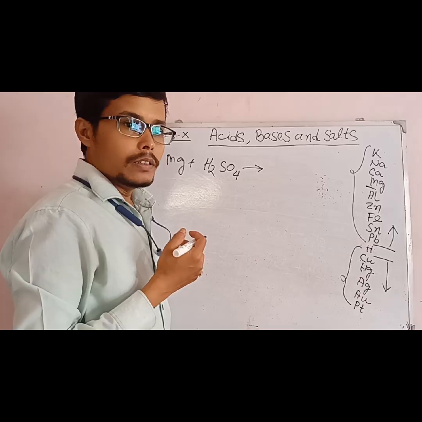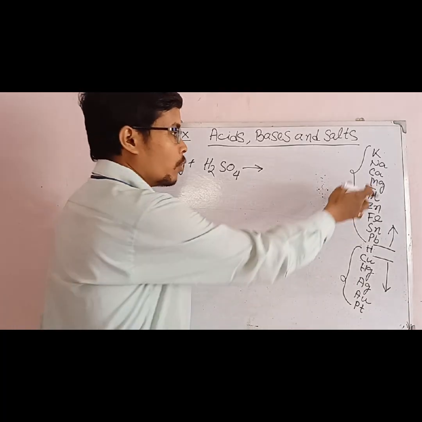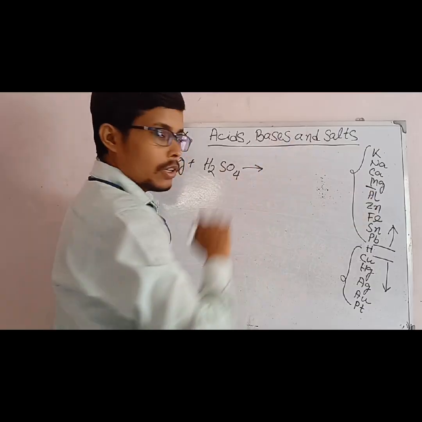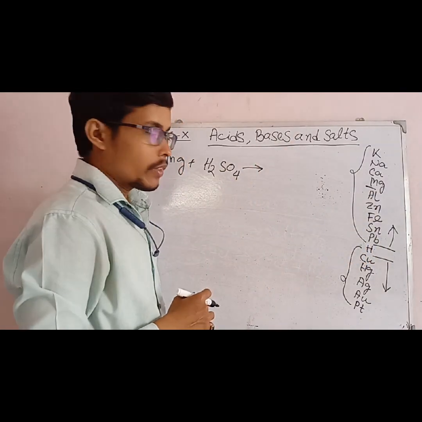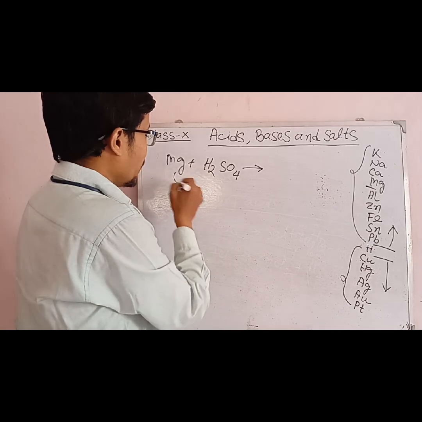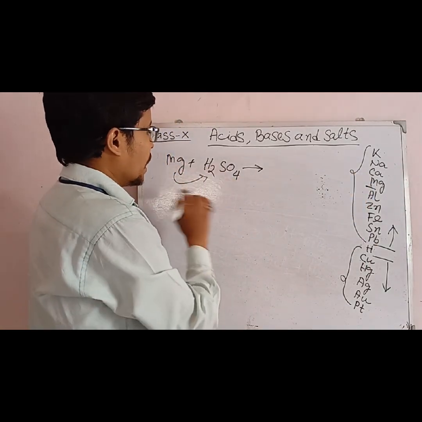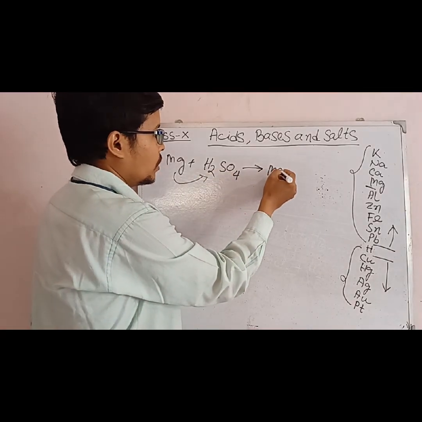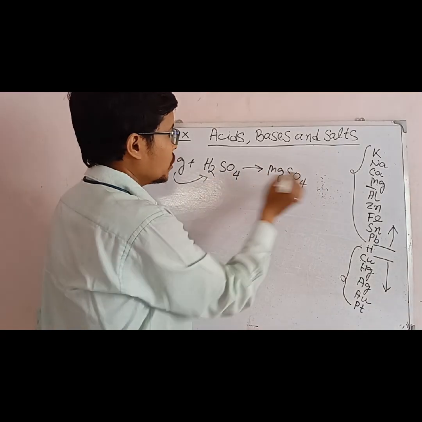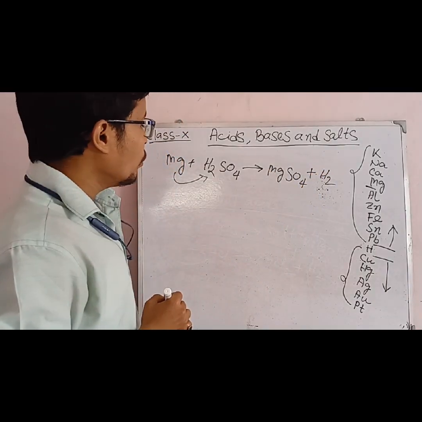In a displacement reaction, a more reactive metal can displace a less reactive metal. Although hydrogen is a non-metal, you can consider it here. So magnesium is present above hydrogen, so it will displace hydrogen. Then magnesium will combine with sulfate to produce a salt, MgSO4, plus hydrogen, H2. Hydrogen gas will be there.